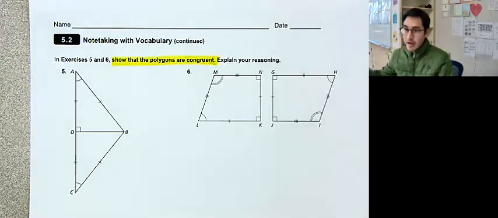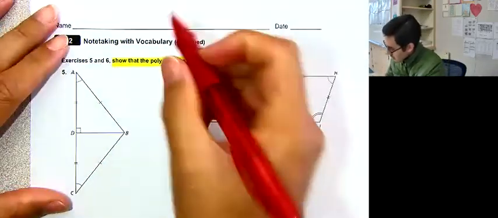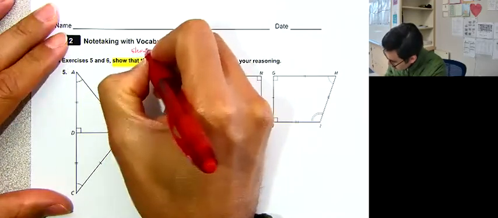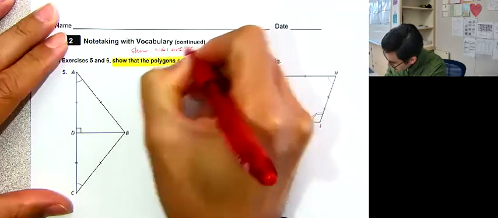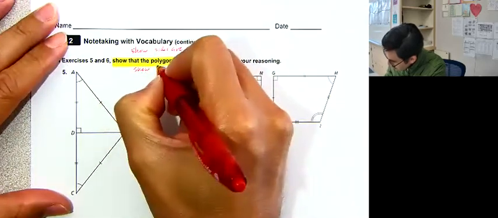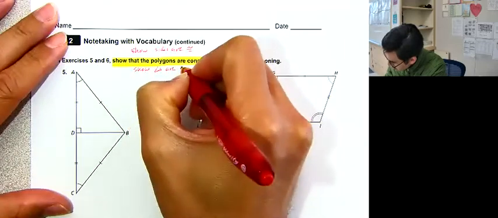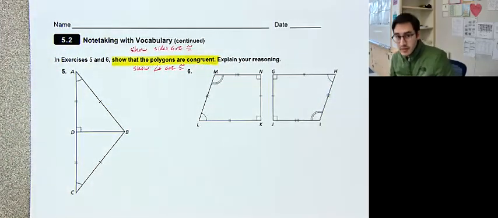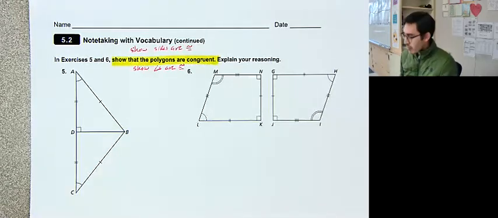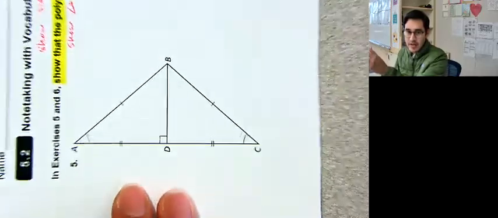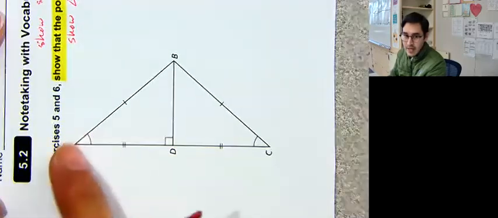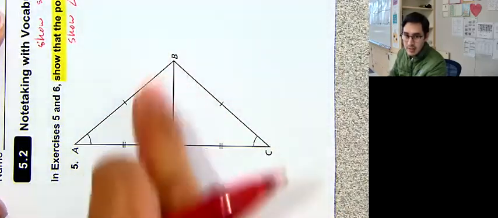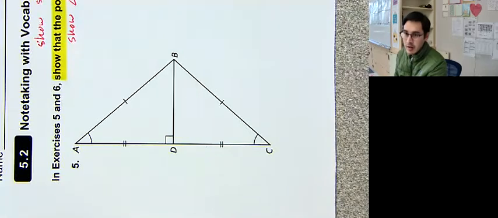A polygon is made up of sides and angles. So we want to show that the sides are congruent, and we want to show that the angles are congruent. Right, so for question number 5, I don't know if it's just me, but I think it's easier to look at the figure this way. So we have two triangles, ABD and CBD, and we want to show that they are congruent.